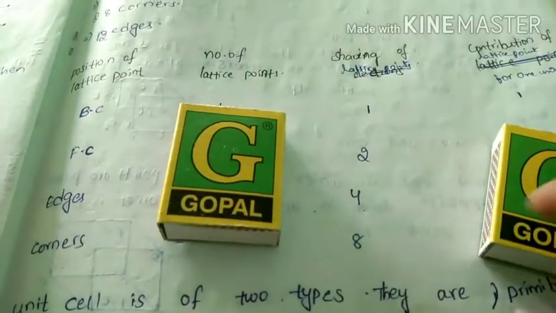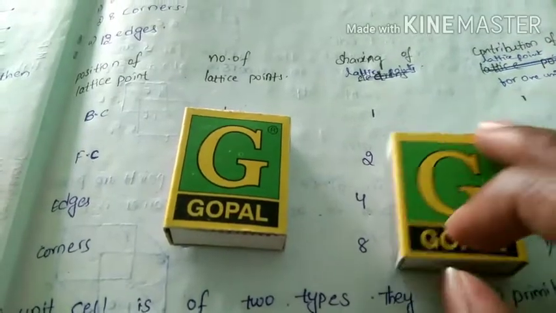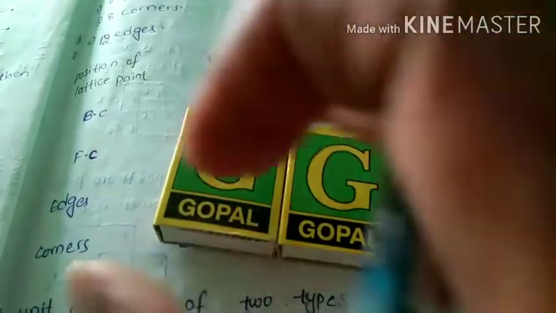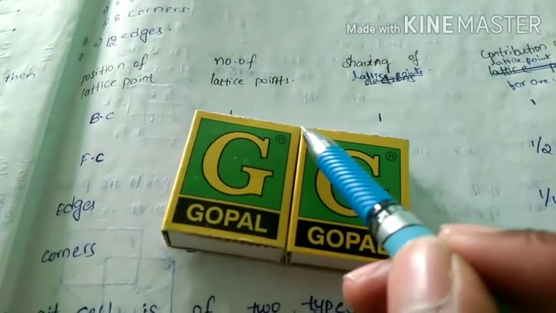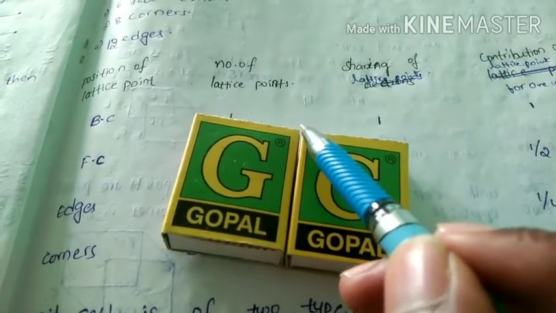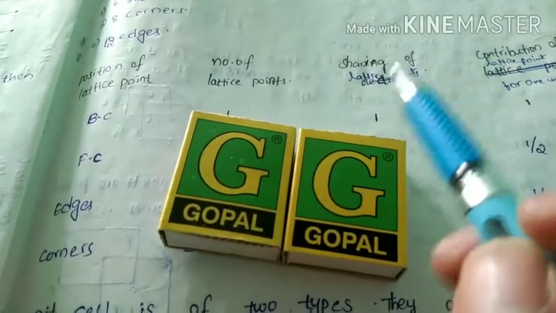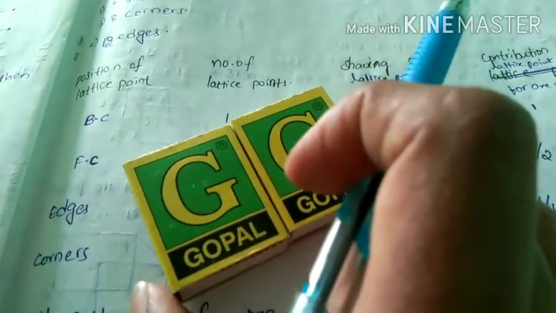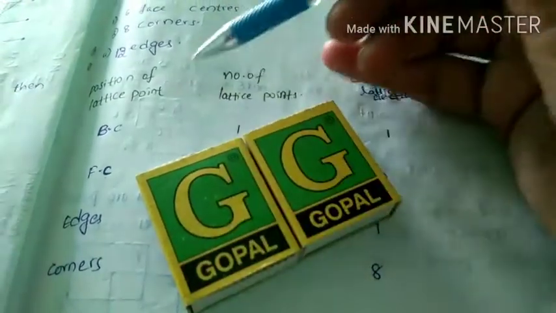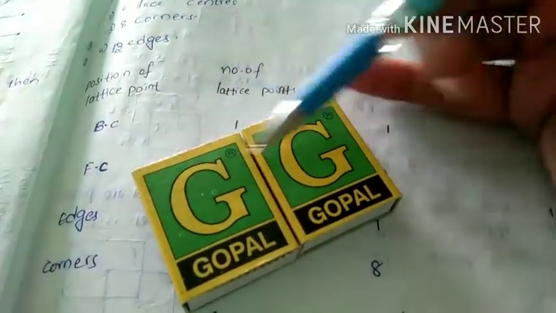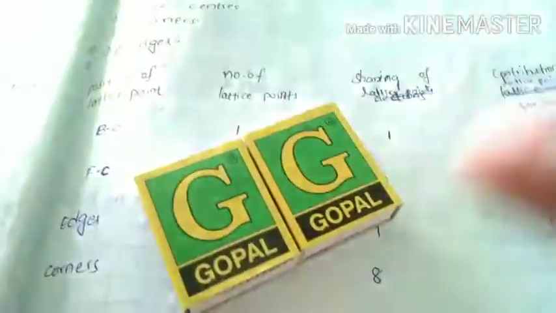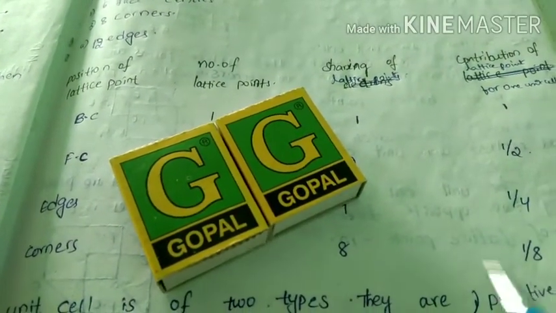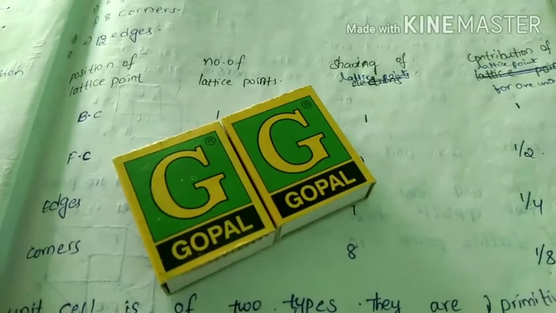It's a sharing of lattice points. Here sharing is also 8, because if all unit cells are present here, then each corner is shared by 8 unit cells. Suppose if these two are present here, then this corner is shared by this unit cell. If you put one here and here, then total 4. Above 4, then each corner is shared by 8 unit cells. That is 8, and its contribution is 1 by 8.